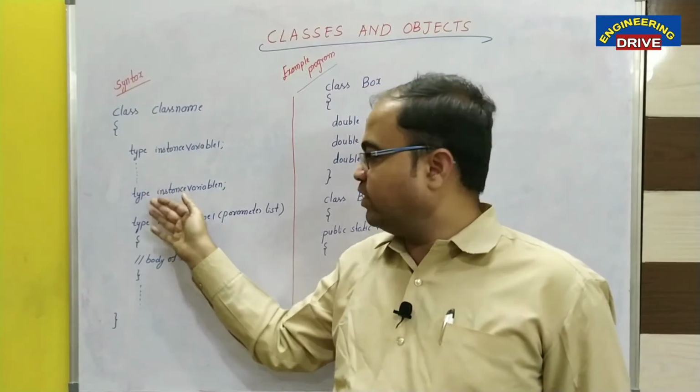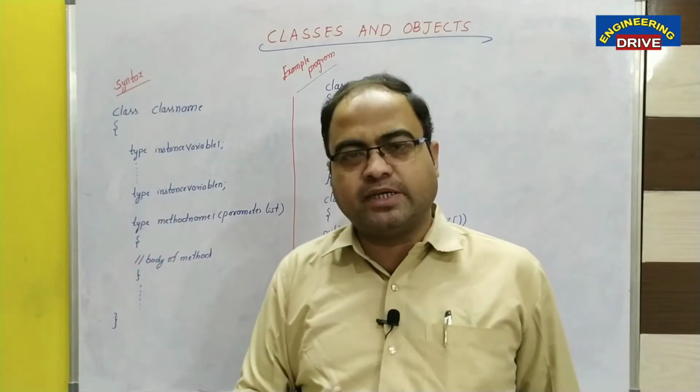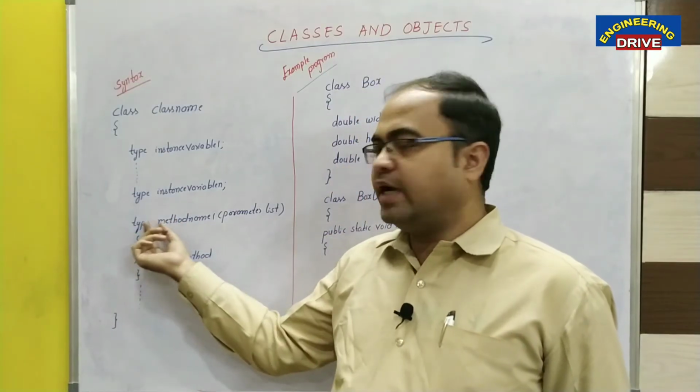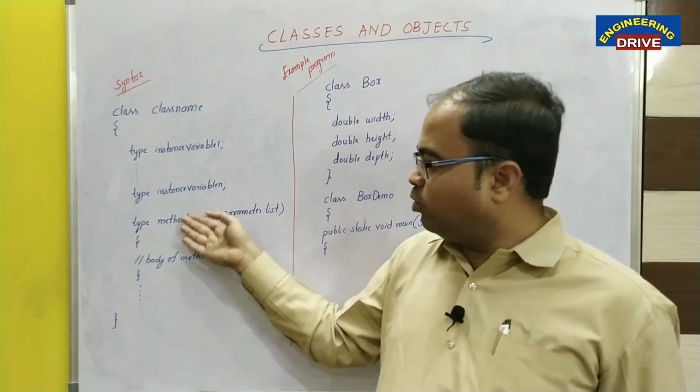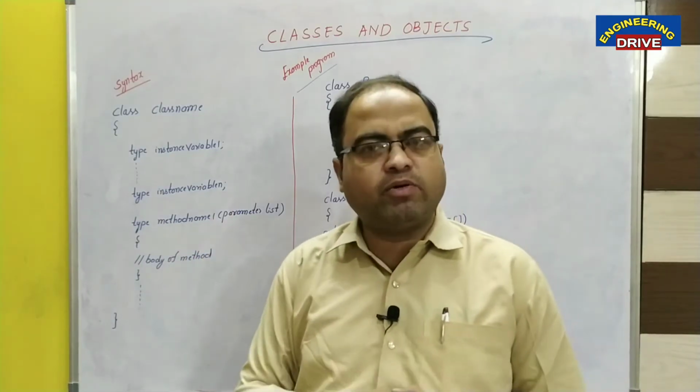Once after declaring the variables, the next part is defining the methods. You write the data type here and the method name, and the parameter list is optional. How many methods can we define? Depending on your requirement again.